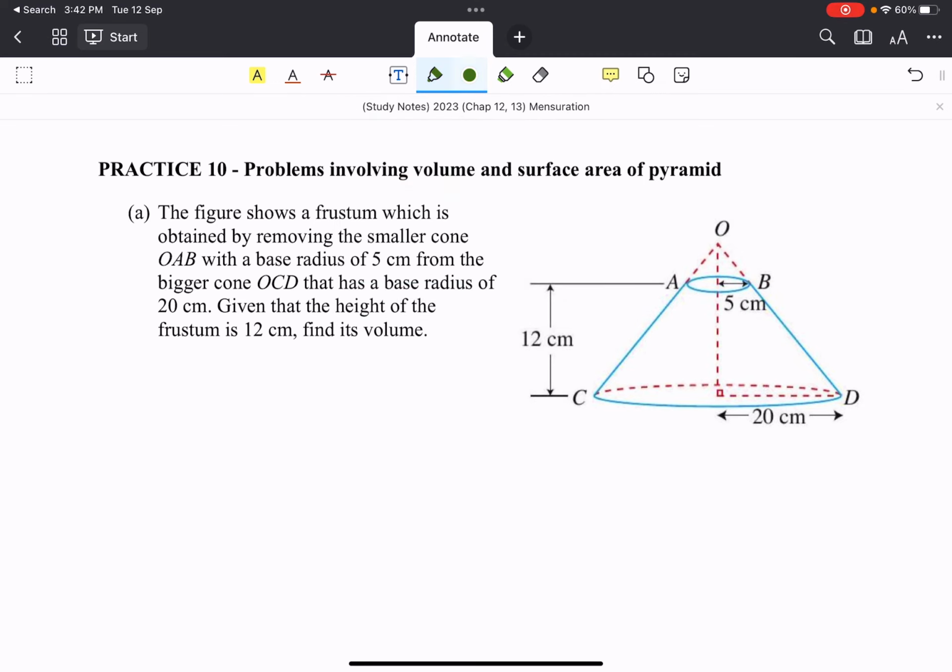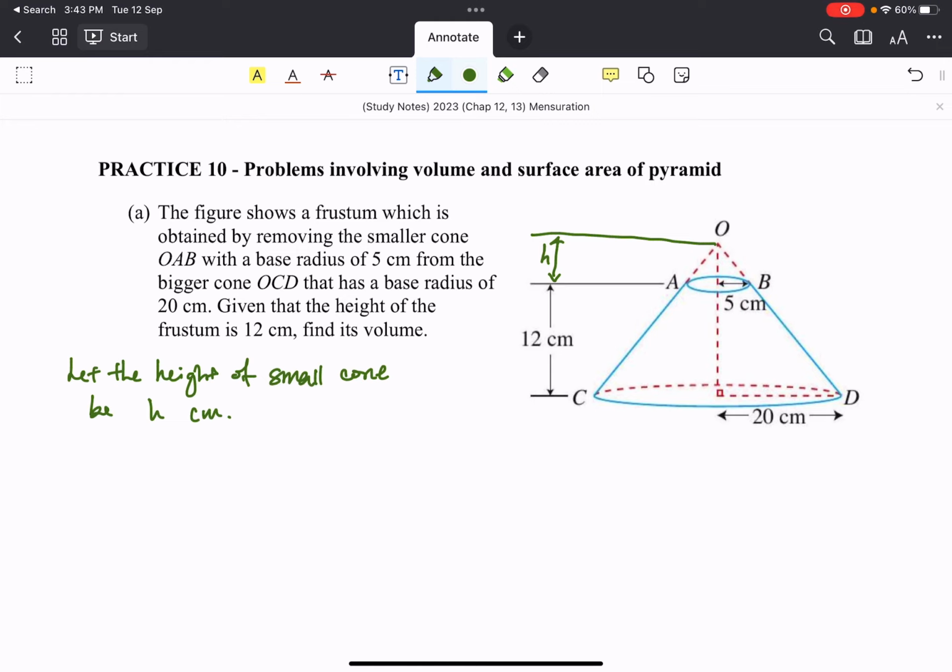Maybe green color, right? So from the tip, the apex, this height is the height of the small pyramid. Maybe we can use this. I'm going to call this h. So I'm going to say, let the height of the small, I keep saying pyramid in this video, it's cone, all right, of the small cone be h centimeter.